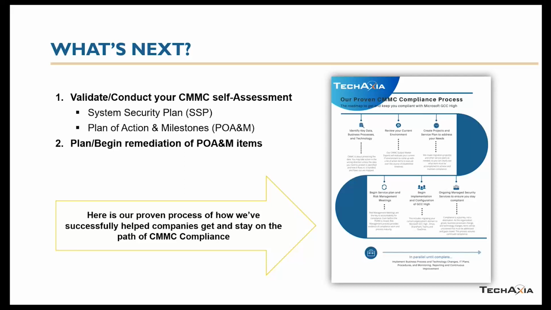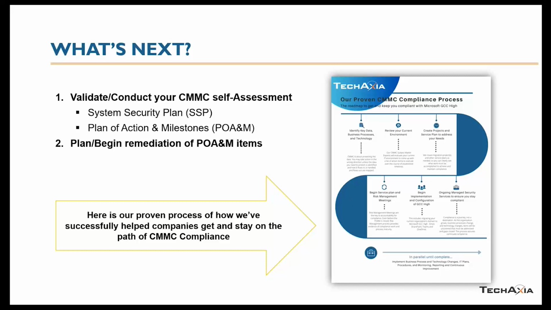Typically, the next steps will be to, if you've not, conduct your CMMC self-assessment, and if you've already done that, to validate it, to make sure that your SPRS score that you have is actually as accurate as possible, that it reflects the true picture of your cyber environment, of your information system. So you want to either validate or conduct your CMMC self-assessments, and two key outputs or deliverables from that assessment should be your system security plan and your plan of action and milestones.